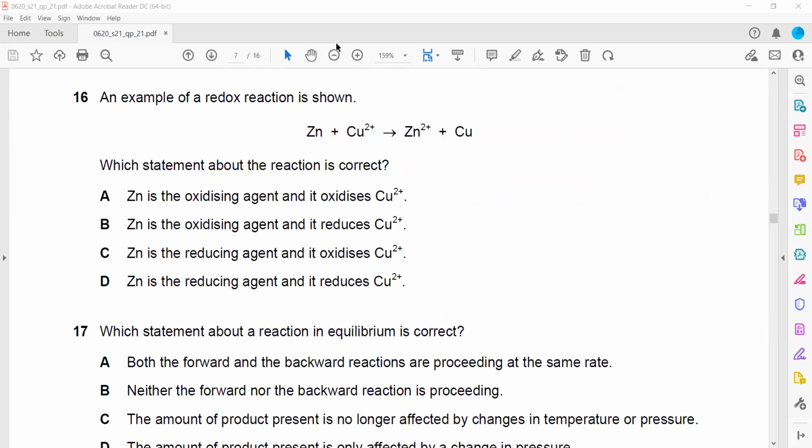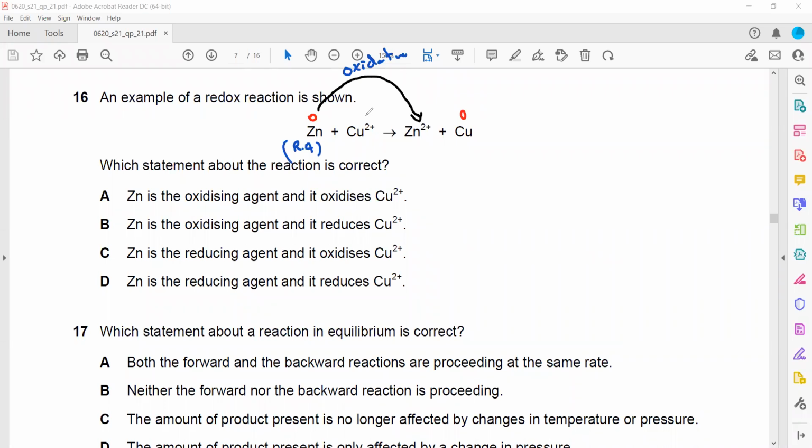This is an example of a redox reaction. Here, whenever an element is in its elemental state, the oxidation number is 0. When we identify the changes, zinc 0 becomes zinc plus 2. If there's an increase in oxidation number, we call that change oxidation. And if this change is oxidation, the substance which is oxidized is known as the reducing agent. So basically, the zinc atom is a reducing agent.